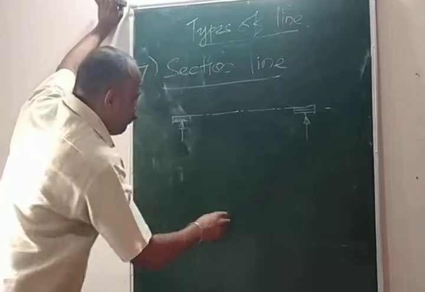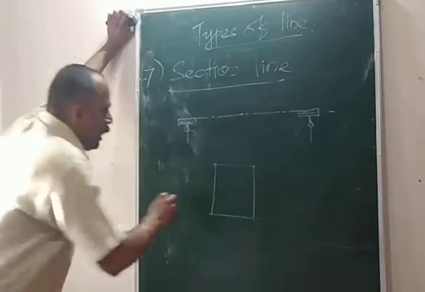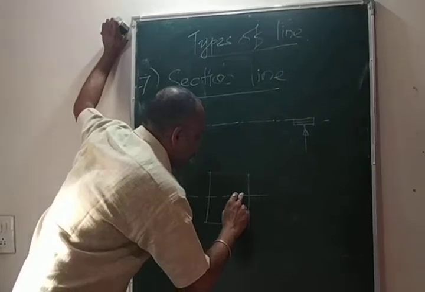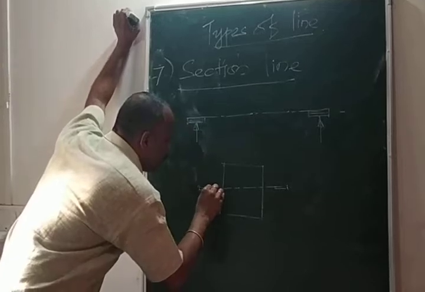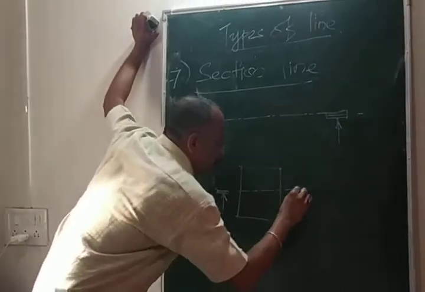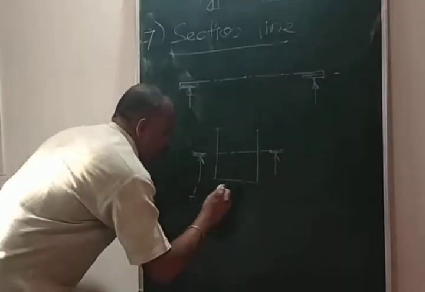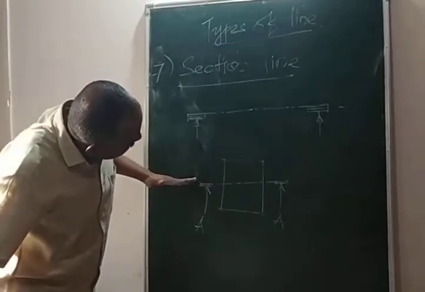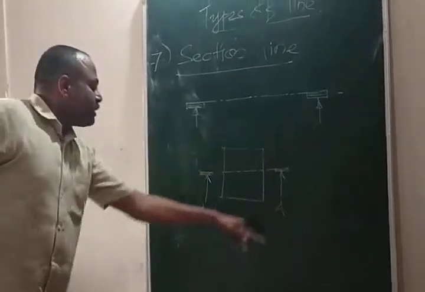Suppose this is a plan of a square and I have to draw a section line of this object or square. The direction of the viewer is upwards. This section line cuts this square at some distance, and this is nothing but the section line.